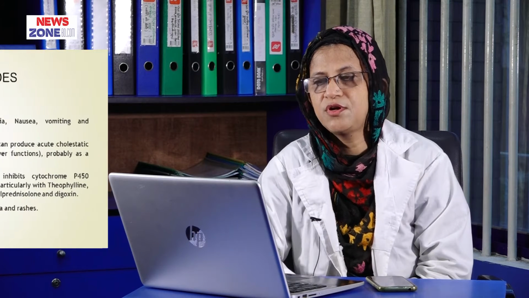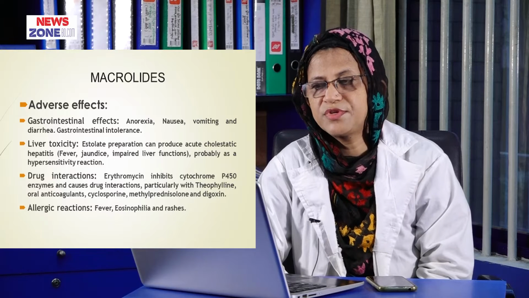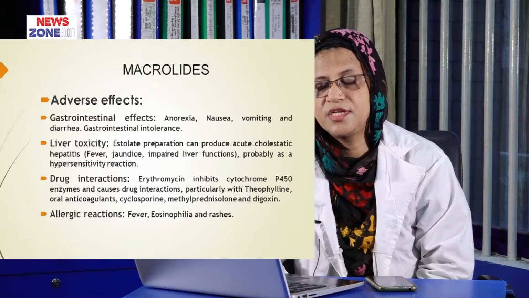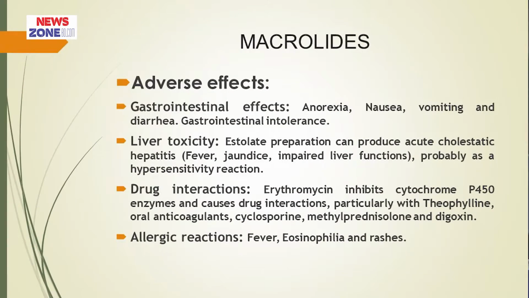Now the adverse effects of erythromycin. GIT adverse effects are anorexia, nausea, vomiting, diarrhea and gastrointestinal intolerance, liver toxicity. Estolate preparation causes cholestatic jaundice, which is a hypersensitivity reaction. It also causes drug interactions. Erythromycin is an enzyme inhibitor. It inhibits cytochrome P450 enzyme and causes drug interaction, particularly with theophylline, oral anticoagulant, cyclosporin, methylprednisolone and also digoxin. Allergic reactions are fever, eosinophilia and rashes.